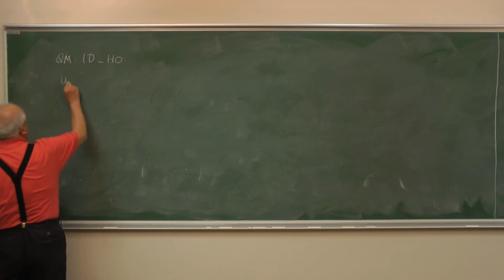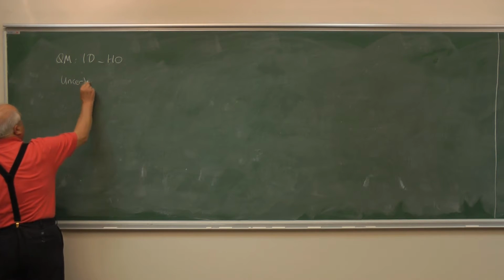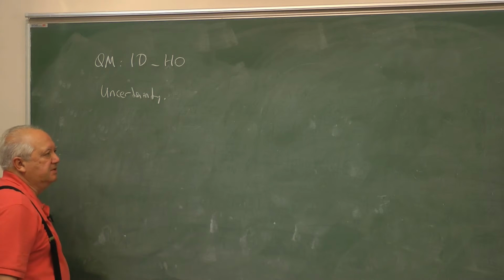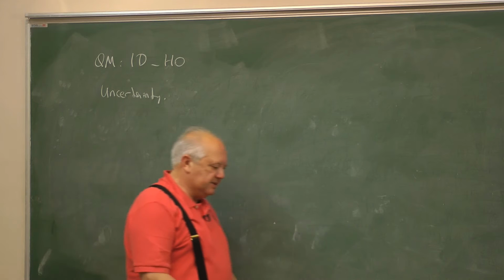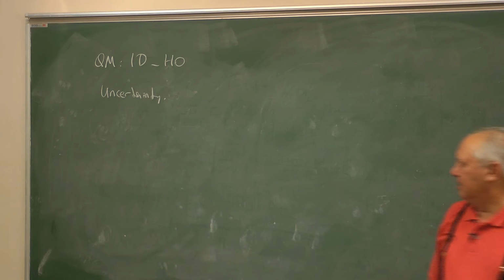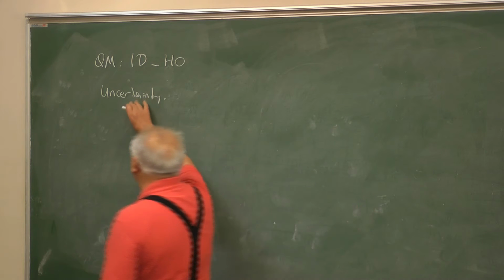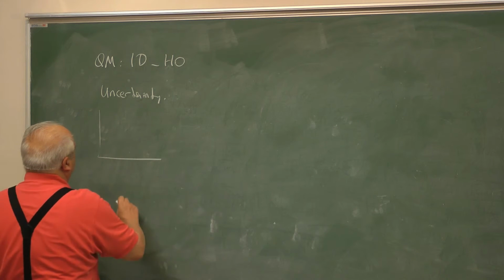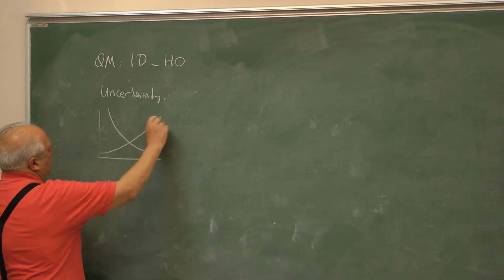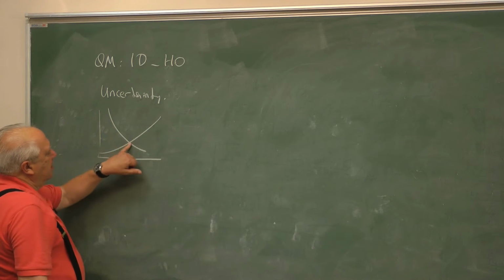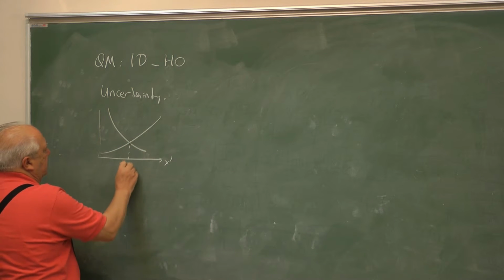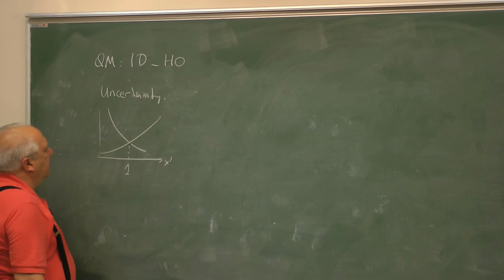I'm just making a summary of the last time. With the uncertainty principle, we estimated the energy and the size of the oscillator. And we have seen that in that language, when you use uncertainty, there are two competing effects. This is x prime, dimensionless distance. This was at 1.